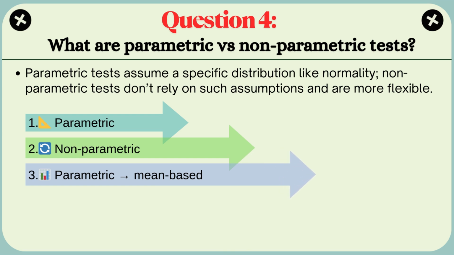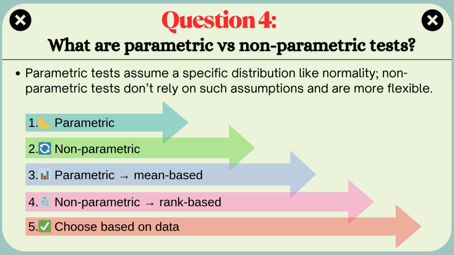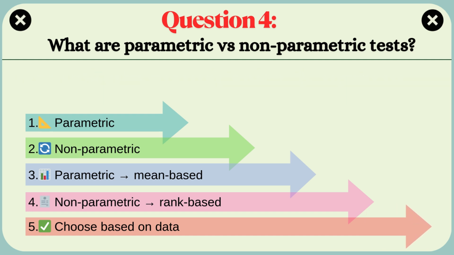Parametric, mean-based: analyzes means and uses variance. Non-parametric, rank-based: uses medians or data ranks for testing. Choose based on data: selection depends on data type and assumptions met.